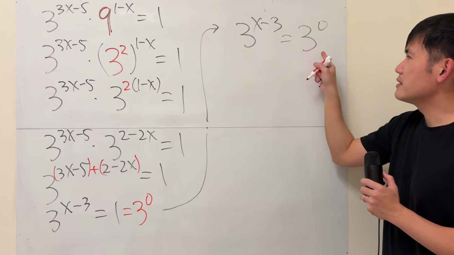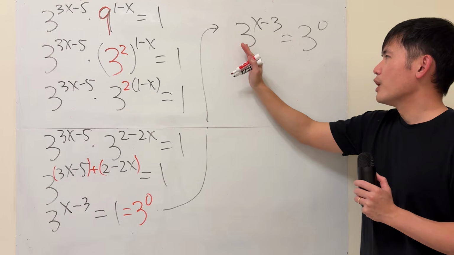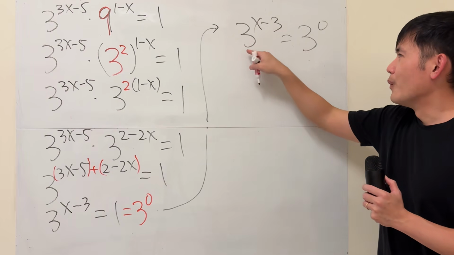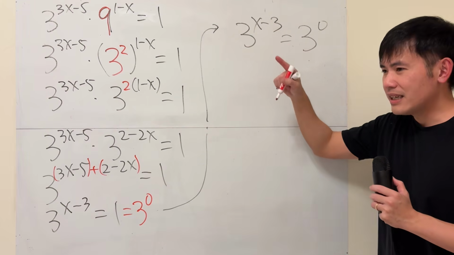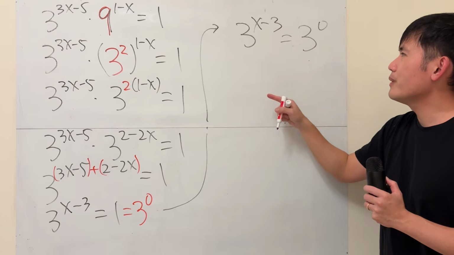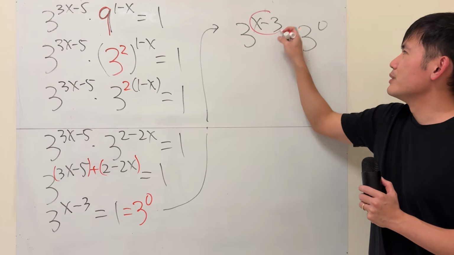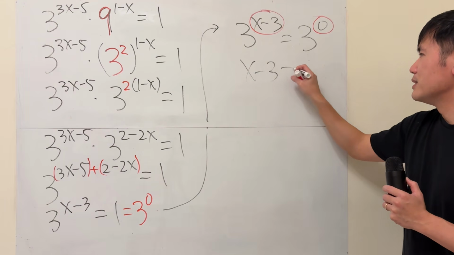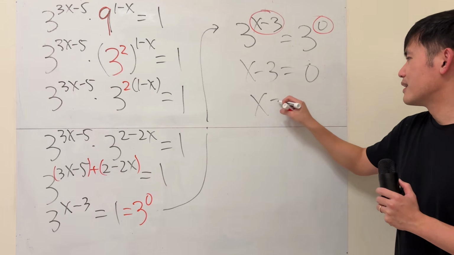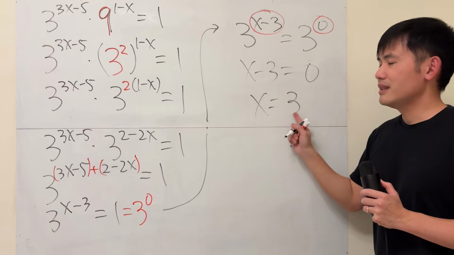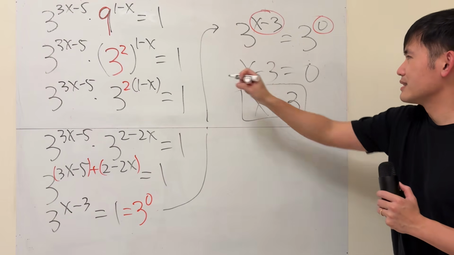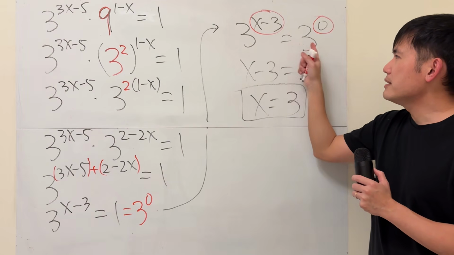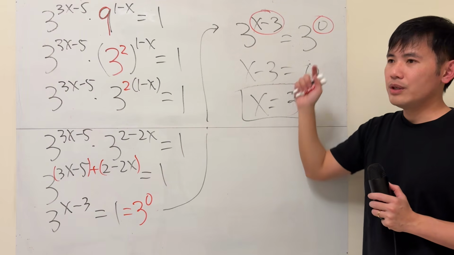Aha! The bases are equal, and technically I should say the base must be positive and not 1. 3 and 3 are equal, that's legitimate. All you have to do is make sure the exponents are equal. So x minus 3 is equal to 0. Final answer, 3 is the answer.